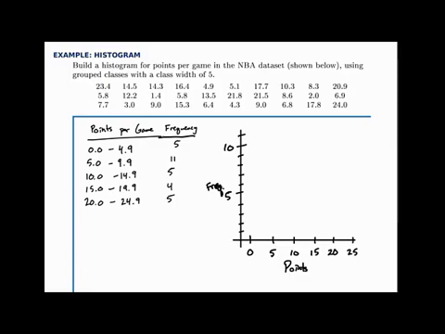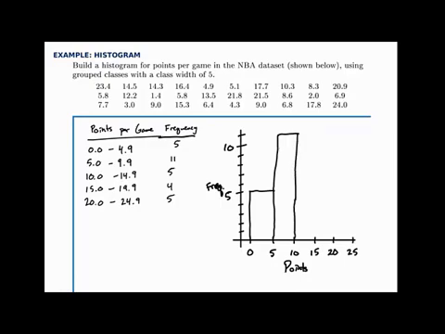And then we just draw a bar to the right height for each category. In the first class, the frequency is 5, so we'll draw a bar up to 5, ranging from 0 to 5. Then from 5 to 10, the frequency was 11, so that one goes all the way up to the top of the graph.